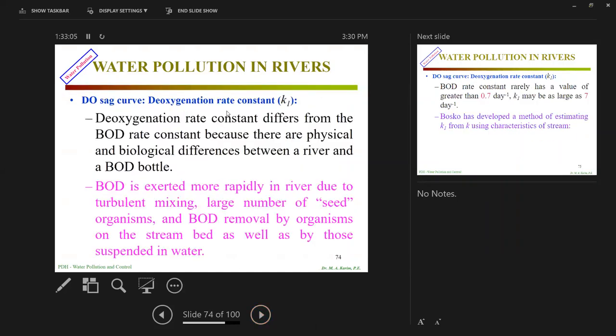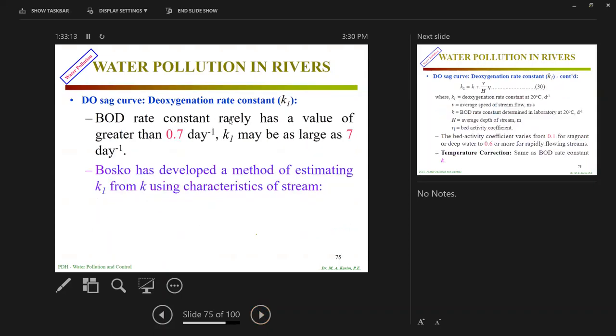Okay, so the oxidation rate constant, how can we measure this? As I mentioned, this can be done in the lab the way we did over there. Once we know it in the lab, then we have to adjust it a little bit. So the rate constant really has a value of 11.7. K1 may be like 7 per day. So I think it's the K1.